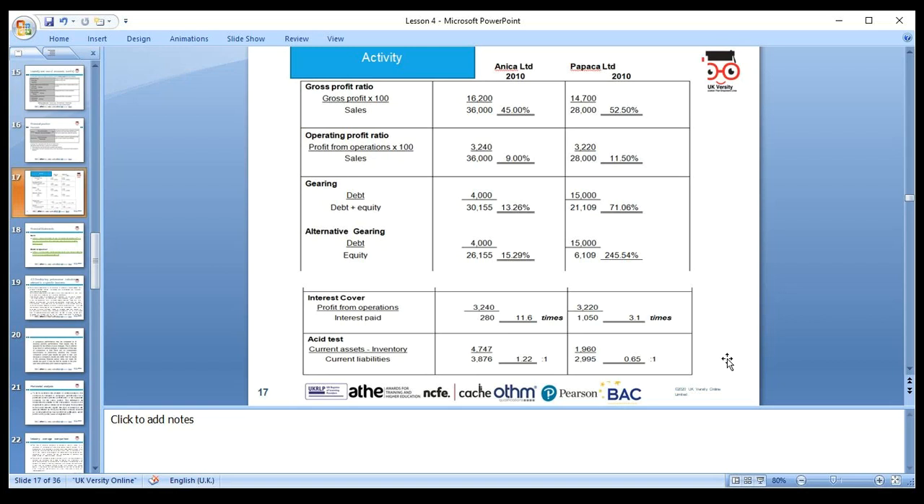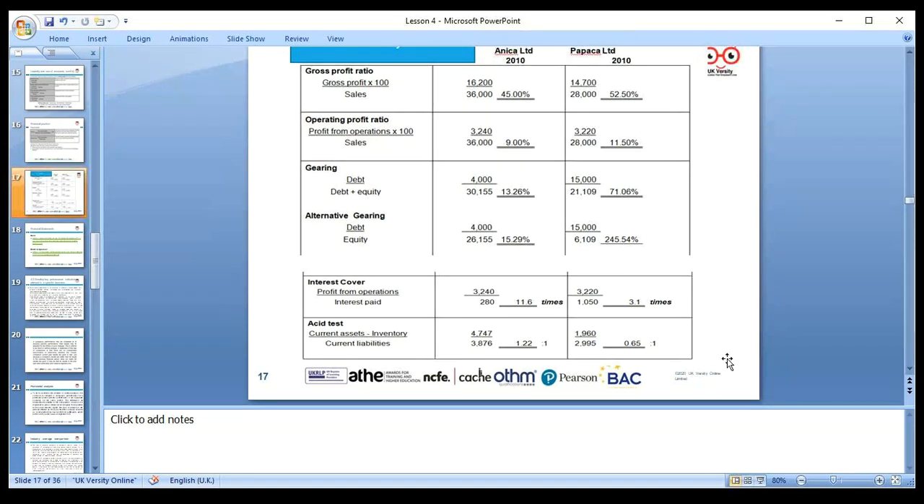Then gearing ratio, we can look around. This is only 13% and this is 70. So Papika is highly geared, high risk. So Papika is a more risky company compared to Anika. If you take high risk, normally in business we'll say high return. You will see that there is a 52% return, but Anika is only 45. But the gearing ratio is quite high, so it's a high risk company, the Papika. And interest cover ratio, Anika is 11.6 times. Their profit is higher than the interest cost, but Papika is only 3 points. So Papika is more risky than Anika.